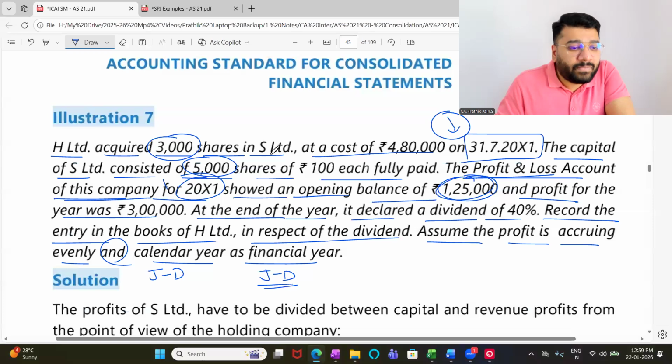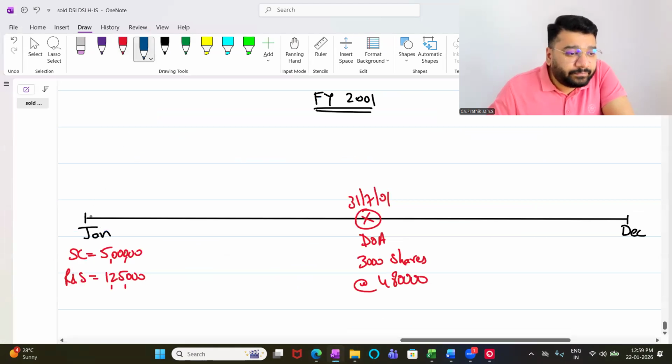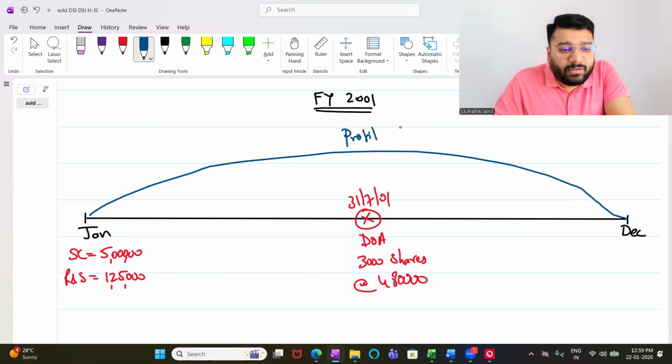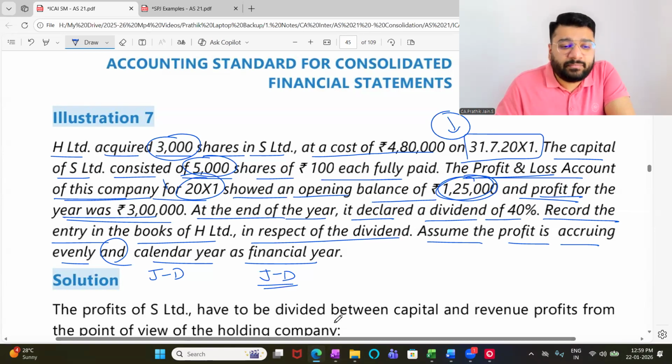Okay, not okay? Profit for the year, 3 lakh rupees. Profit for the entire year. Any problem? During the year profit.